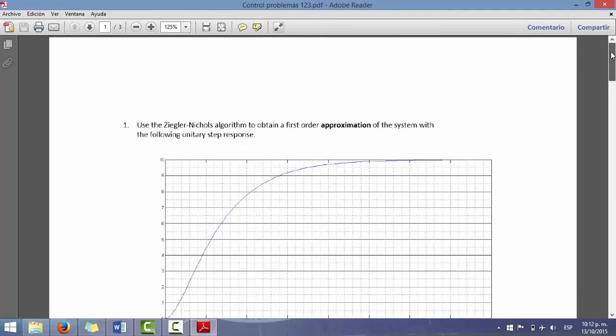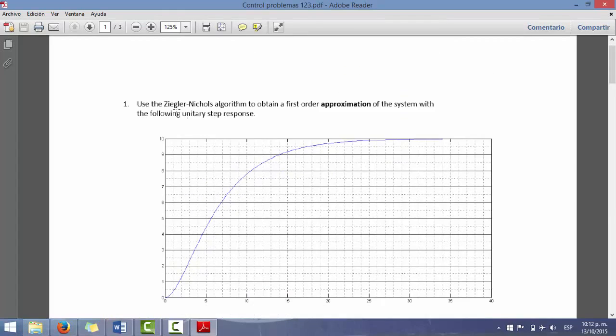Hi, this is problem 4, the activity of Ziegler-Nichols and ITAE approximations for designing PI compensators. For the first activity, I will present problems 1, 2, and 3 of the activity in this video. For the first problem, we were asked to use a Ziegler-Nichols algorithm to obtain a first order approximation of the system with the following unitary step response.